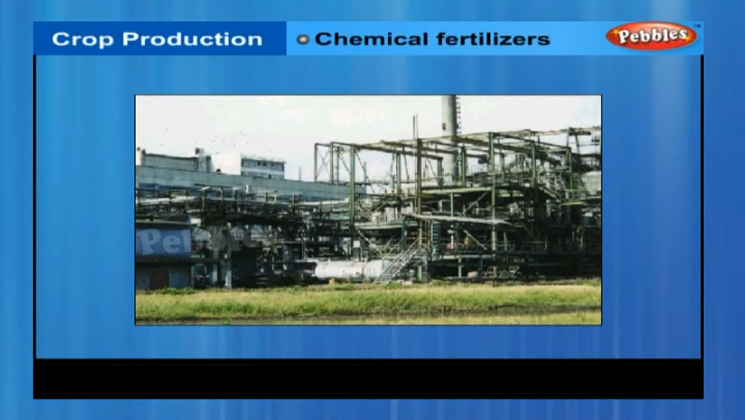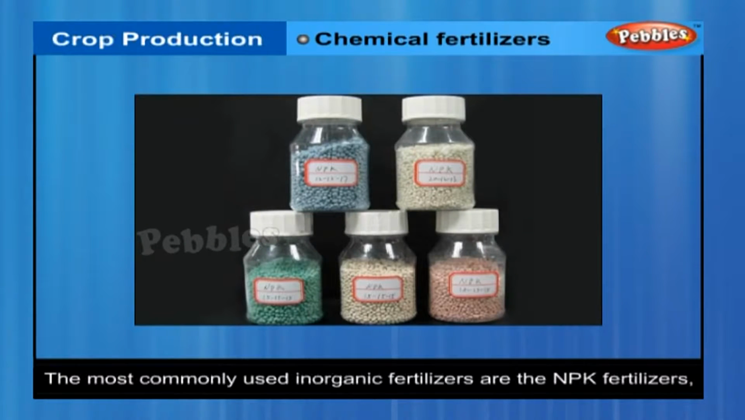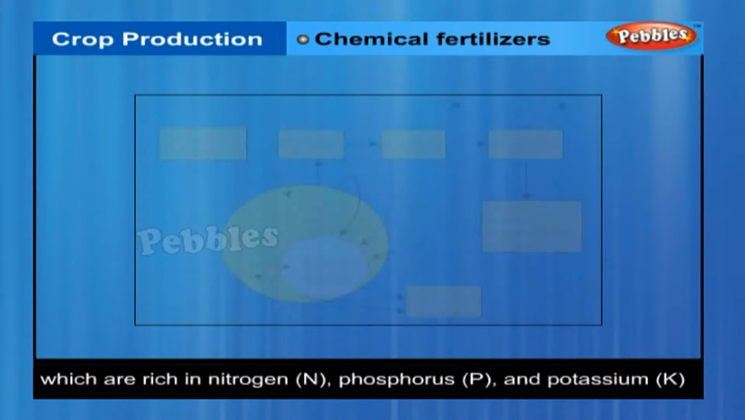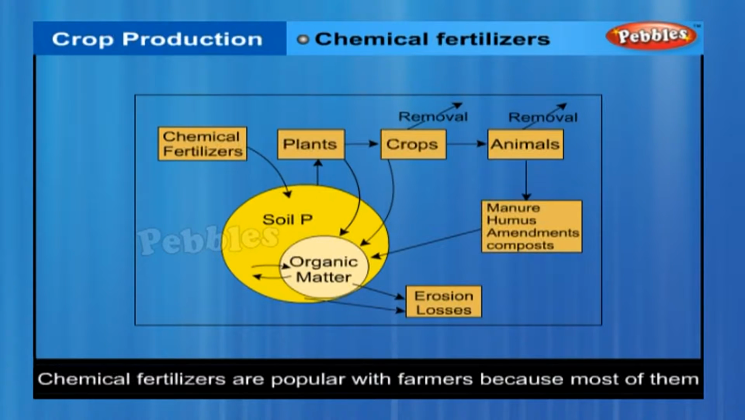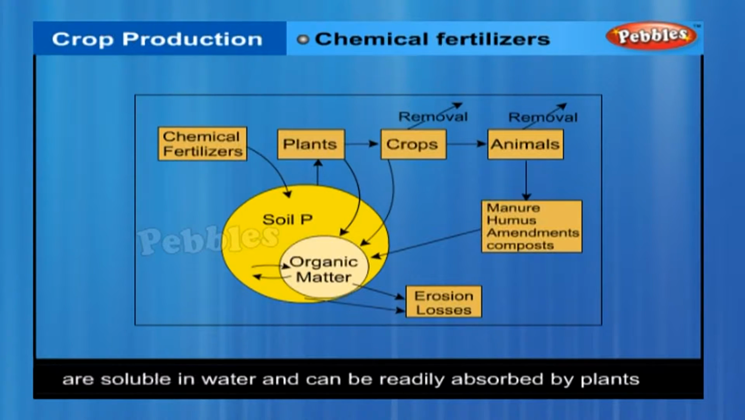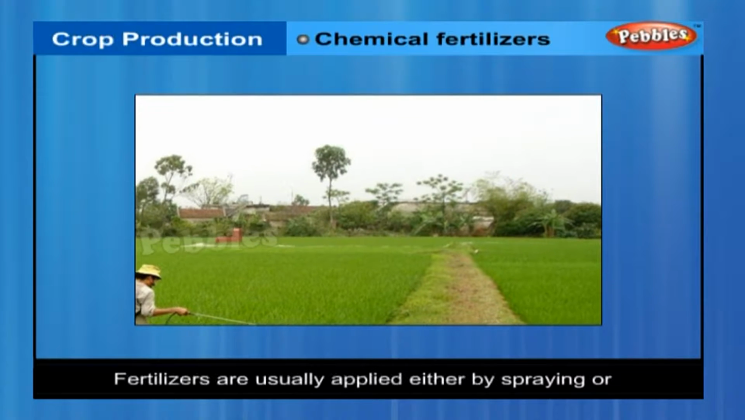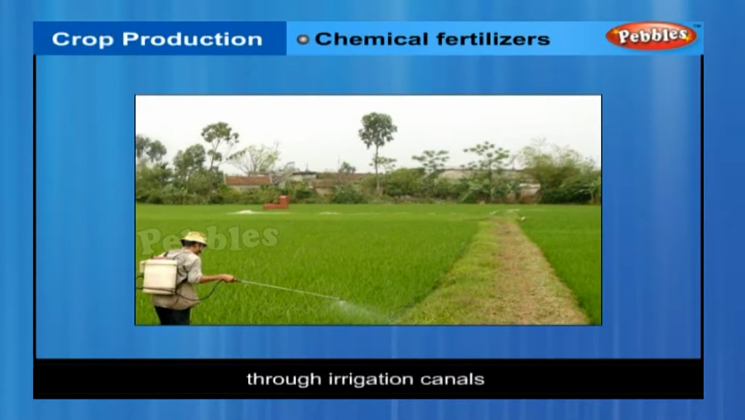The most commonly used inorganic fertilizers are the NPK fertilizers, which are rich in nitrogen, N, phosphorus, P, and potassium, K. Chemical fertilizers are popular with farmers because most of them are soluble in water and can be readily absorbed by plants. Fertilizers are usually applied either by spraying or through irrigation channels.